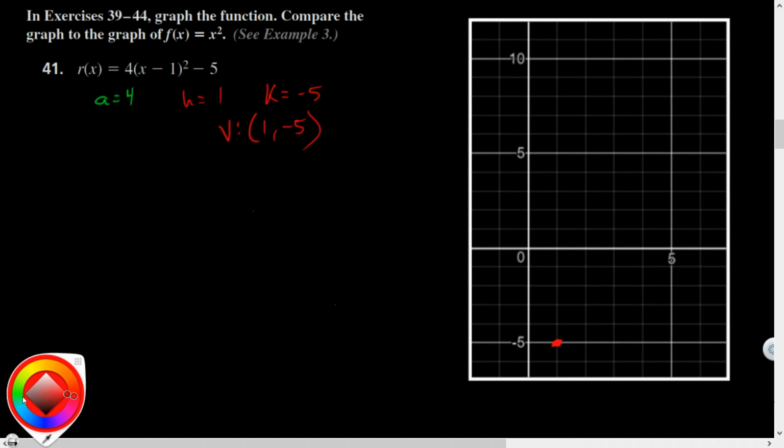Does this open up or down? Why? Because A is positive, so it's going to open up. Looks like I gave myself plenty of space here, I assume. I also expect that it's going to be skinny because it's been vertically stretched by 4.